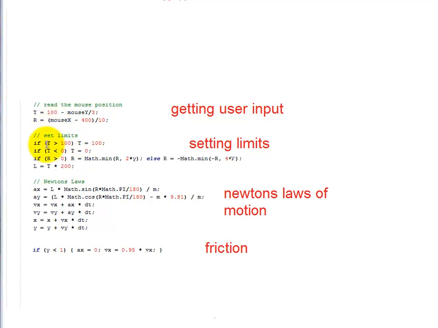Here we set the limits. We say if the throttle is greater than 100, we limit it to 100. If it's less than 0, we limit it to 0. If the rotation is greater than 0, we limit it to a function of the height. But again, you don't need to know much about that. The lift is equal to some constant times the throttle. So 100% throttle, we would have 100 times 20 times 200, and that would be the lift in newtons. Down here we then implement Newton's laws. This bit at the bottom is the friction. When the altitude is on the ground, the acceleration is 0 and the velocity reduces.